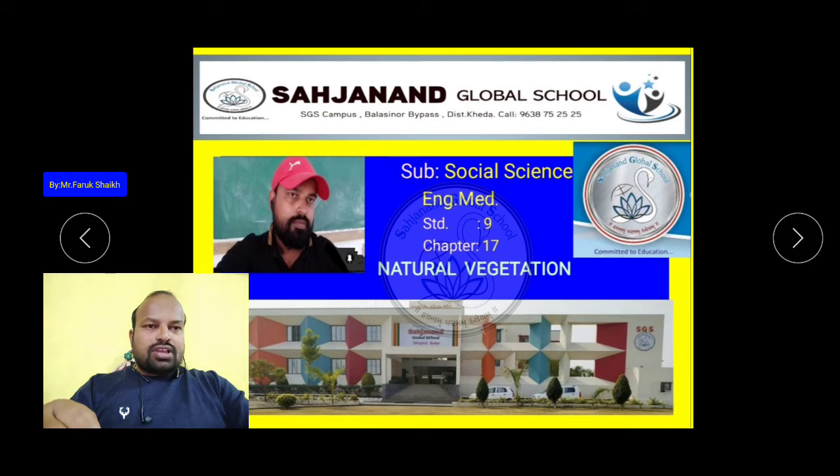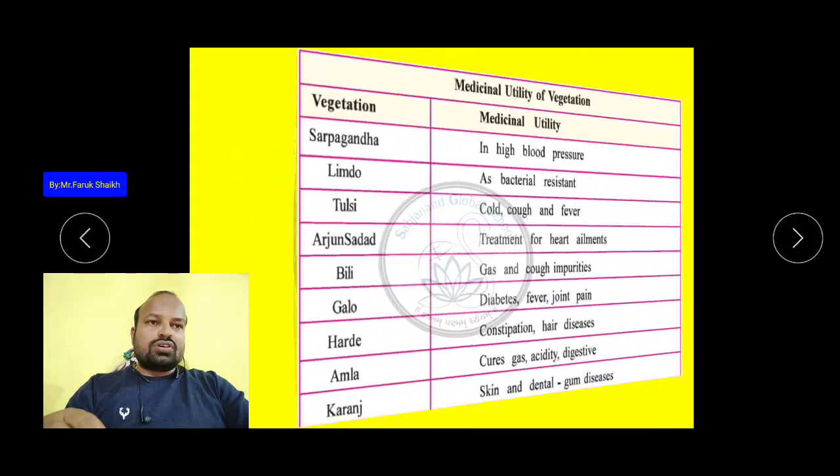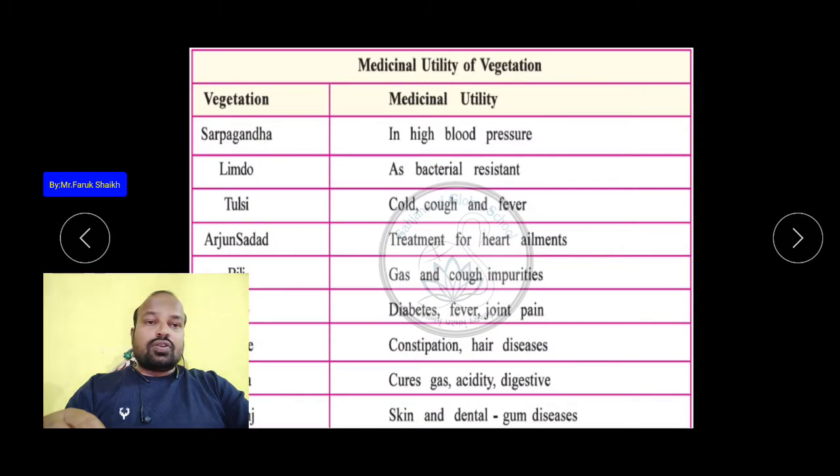I'm Mr. Faruk Sheikh. Today I'm going to teach you the subject social science, chapter 17, natural vegetation. In the previous chapter I taught you about the different types of forests and vegetation. Now in this chapter I'm going to teach you about the foods, fruits, their products and utility. And also let us see the usefulness of different medicinal vegetation.